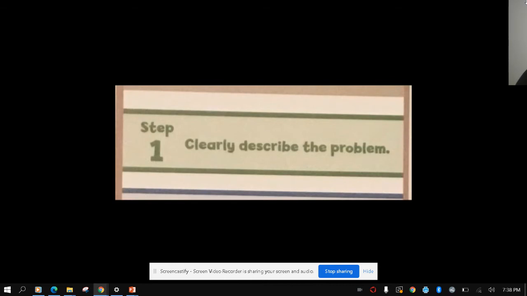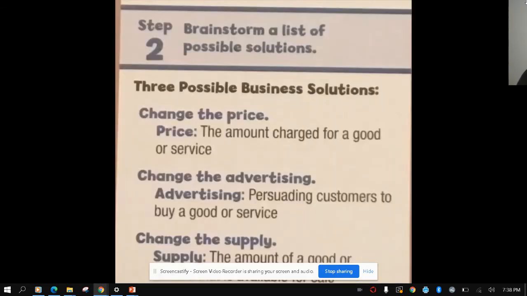That's right, we cannot get hot dogs delivered. Step number 2, we want to brainstorm a list of possible solutions. So if we can't get hot dogs delivered, what are 3 possible solutions?